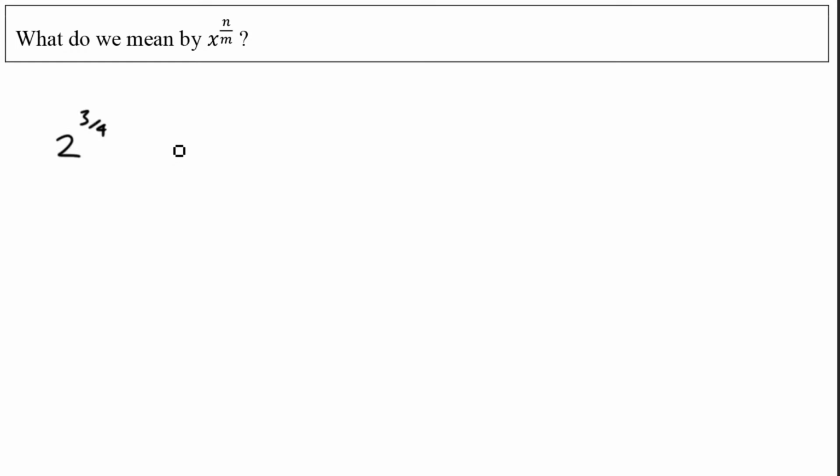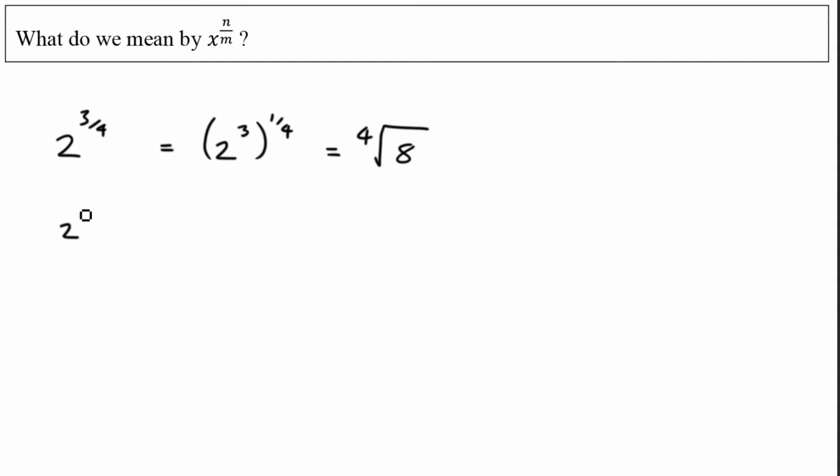Well, using one of our index laws backwards, we could write that as 2 to the power of 3, to the power of 1/4, because we have a law that says a power to a power is the same thing as those two powers multiplied together. 2 cubed is 8, and the power of 1/4 means the 4th root, and that is probably about the best way that we can leave that looking for now.